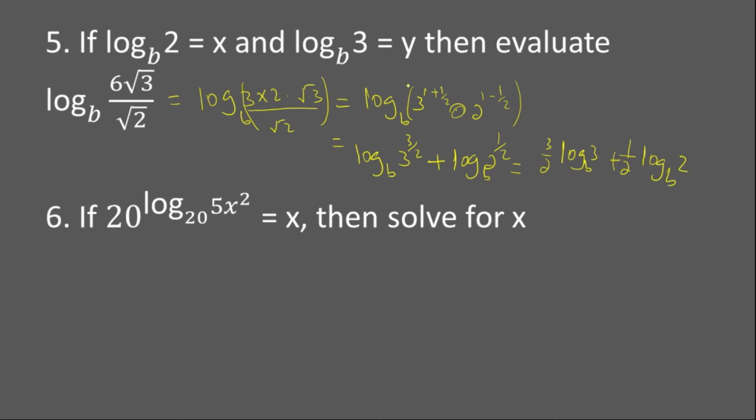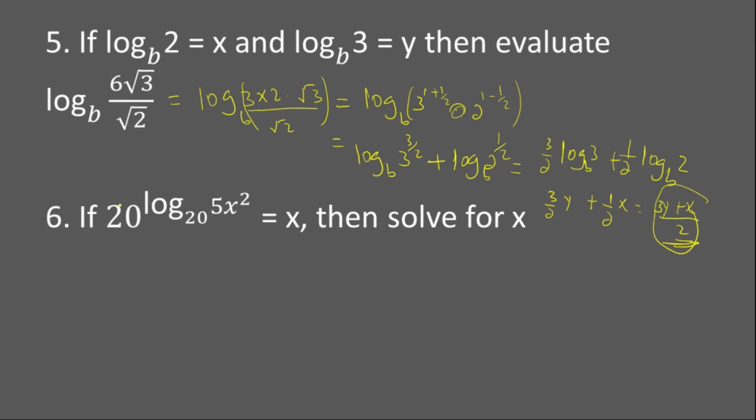What does log 3 mean? Just y. So 3 over 2 times y plus 1 over 2 times log 2, which means x. This means (3y plus x) over 2 in the simplest way. We can simplify it like this.